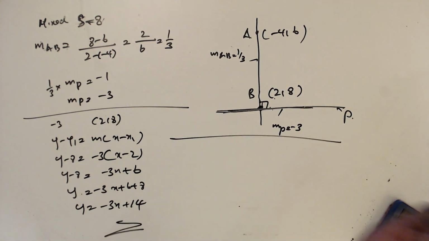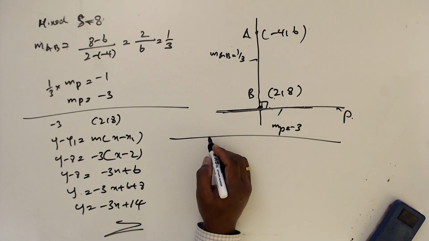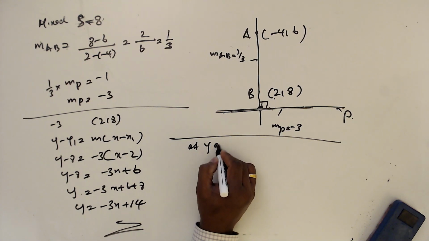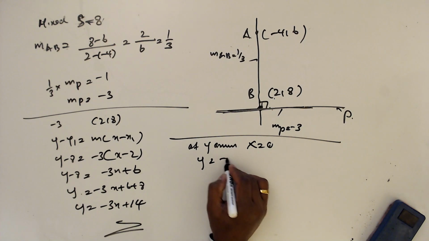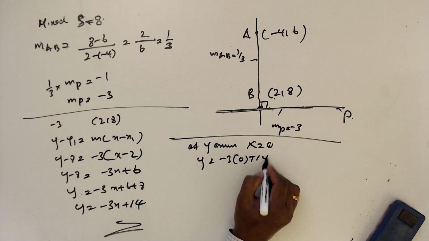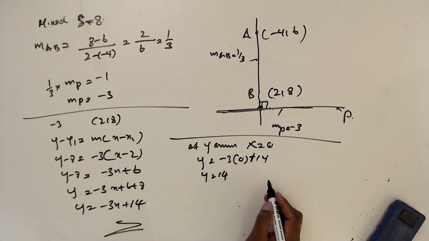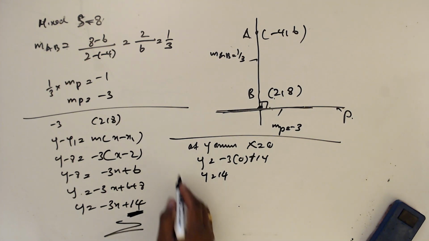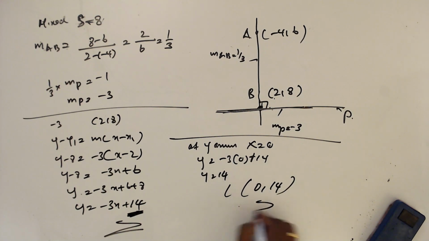So the P line meets the y-axis at C. At the y-axis, x equals 0. So y equals minus 3 times 0 plus 14. So y equals 14, the y-intercept. You can look at it: the y-intercept is 14. That's the meaning of that. So C is (0, 14).